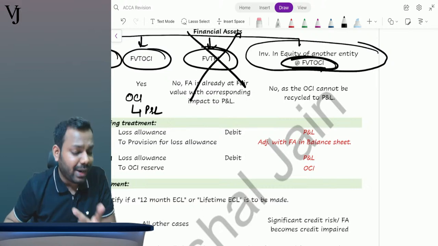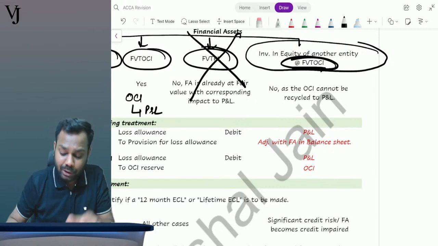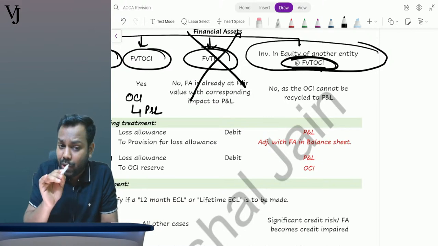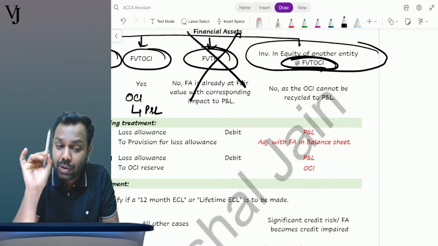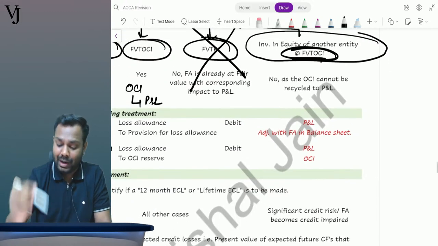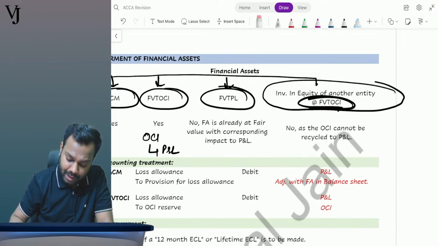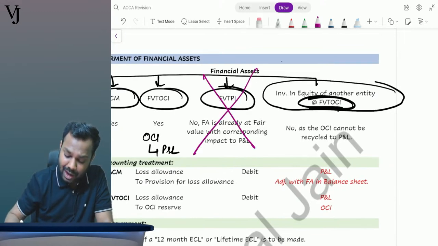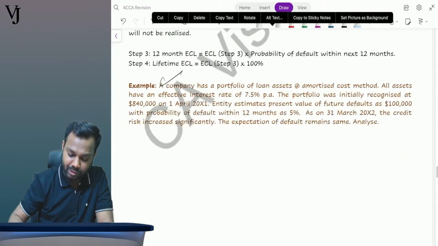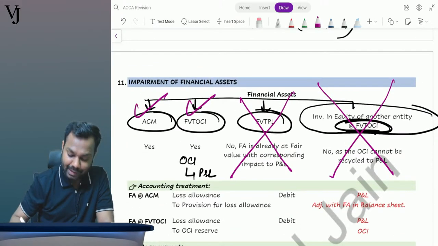Now, for investment in equity instruments of another entity at FVT OCI, it is already at fair value. Do I need to reduce the value of the asset? No. But the impact doesn't go to P&L. So what do I have to do? I have to transfer from OCI to P&L. But is that allowed in this case? No. Hence, I will not impair this asset also. I will only impair these two assets, this and this.